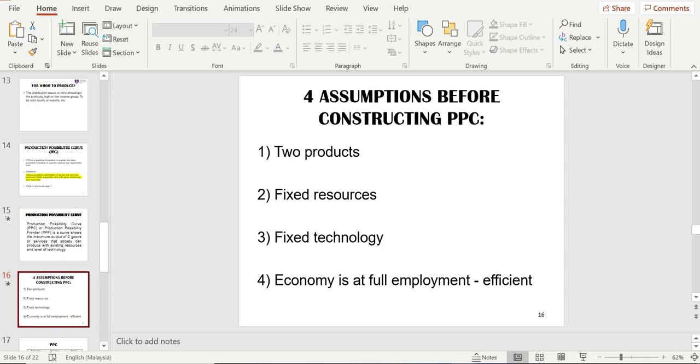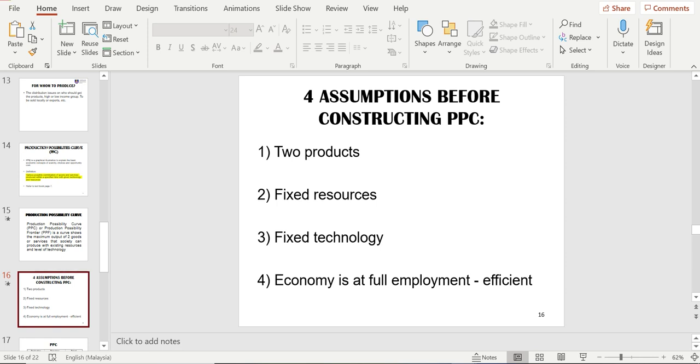Okay, so sebelum kita buat PPC, kita andaikan setiap country yang nak menghasilkan barangan tu, dia akan hasilkan only two types of product, which is orang kata tak logik sebenarnya kan. Kalau you tengok sekeliling you pun dah ada beribu jenis barangan. But when we are trying to explain about PPC, we assume that the country will only produce two types of product. For example, kalau contoh from the textbook, sewing machine and bread, roti dan juga mesin jahit.